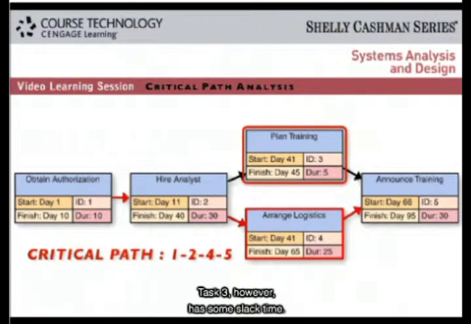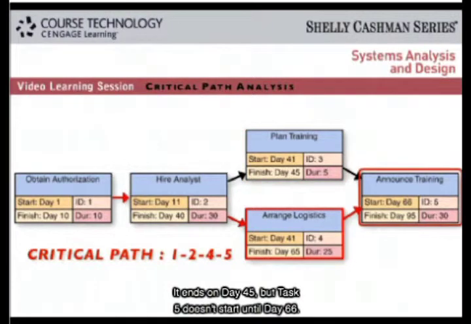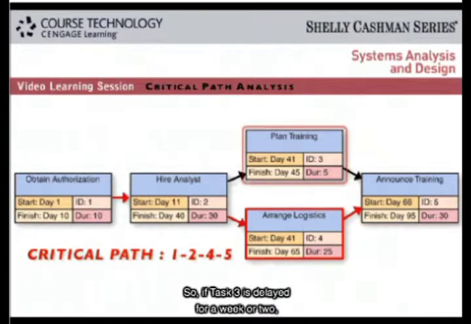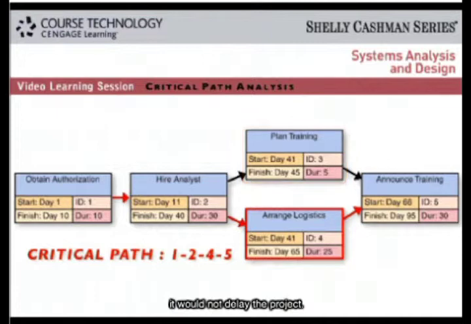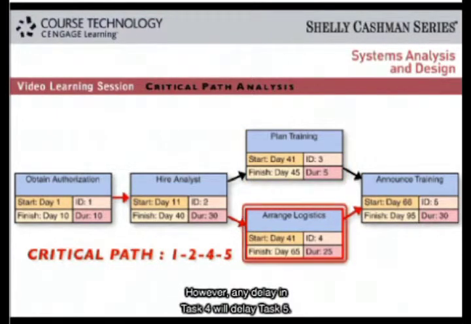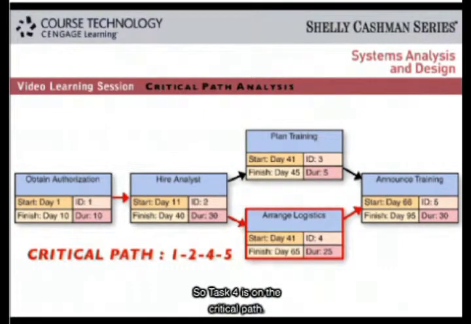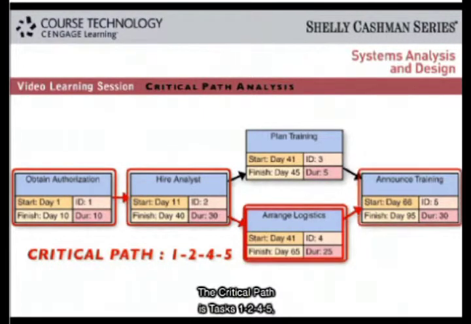Task 3, however, has some slack time. It ends on day 45, but Task 5 doesn't start until day 66. So if Task 3 is delayed for a week or two, it would not delay the project. However, any delay in Task 4 will delay Task 5, so Task 4 is on the critical path. The critical path is Tasks 1, 2, 4, 5, because any delay automatically affects the overall project.